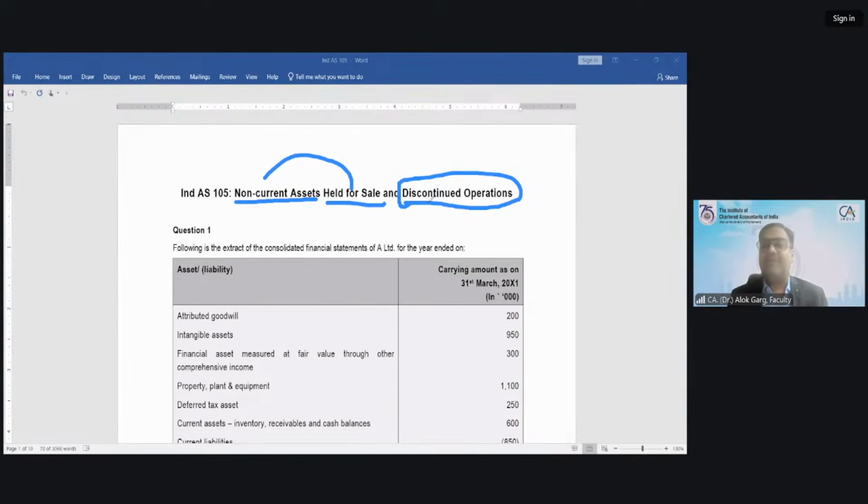Saminathan, what is the criteria when a non-current asset or disposal group will be classified as held for sale? Yeah, good morning, sir. Good morning.